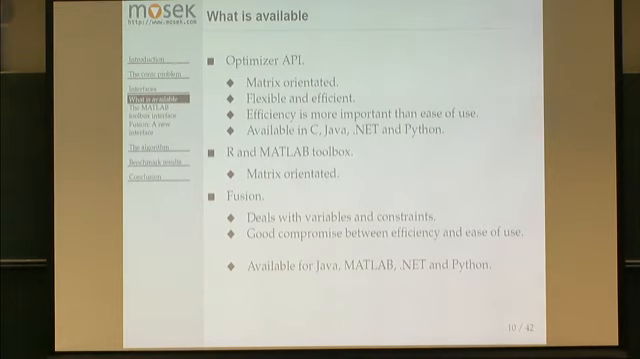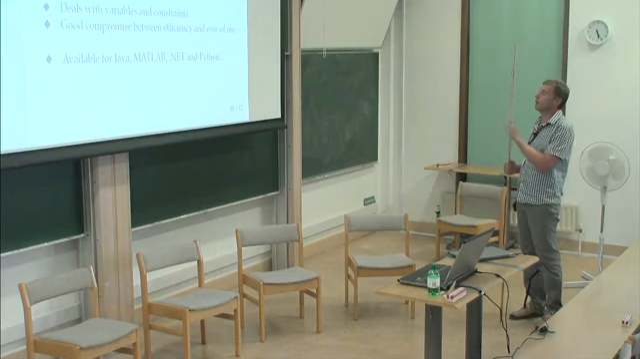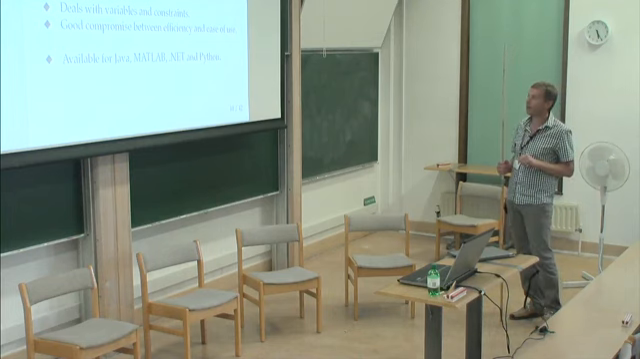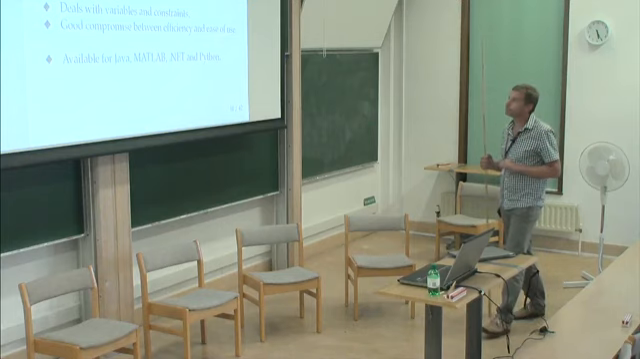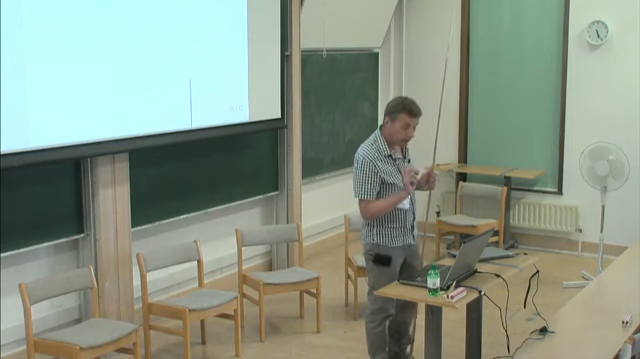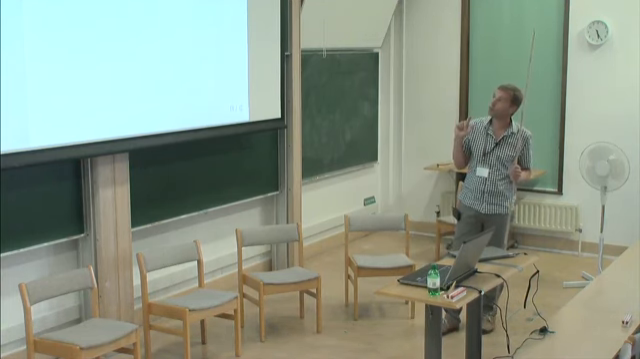Then we have a new interface which is called Fusion, and that interface is not matrix oriented, but rather deals directly with variables and constraints, and that gives you a good compromise between efficiency and ease of use. I will show you how that interface works. It's available for Java, MATLAB, .NET, and Python. Then both CVX and Yalmip have made interfaces to MOSEK, so you can also use the semi-definite optimizer in MOSEK from CVX and Yalmip if that's what you like.